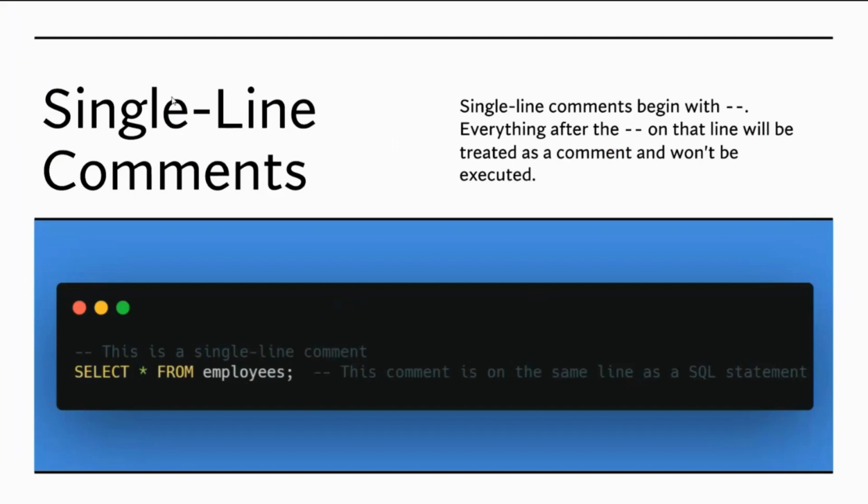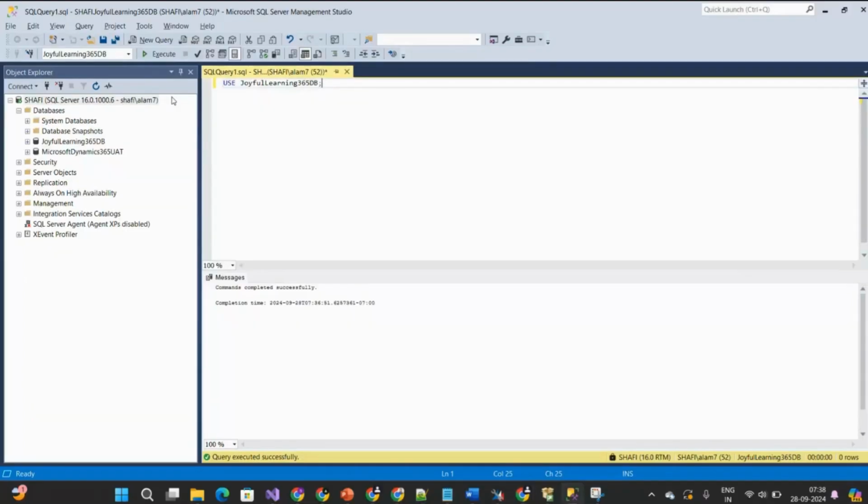In SQL, if you want to comment a single line, you use dash dash. Everything after the dash dash on that line will be treated as a comment and won't be executed. For example, this is the one, and I don't want to execute this line.